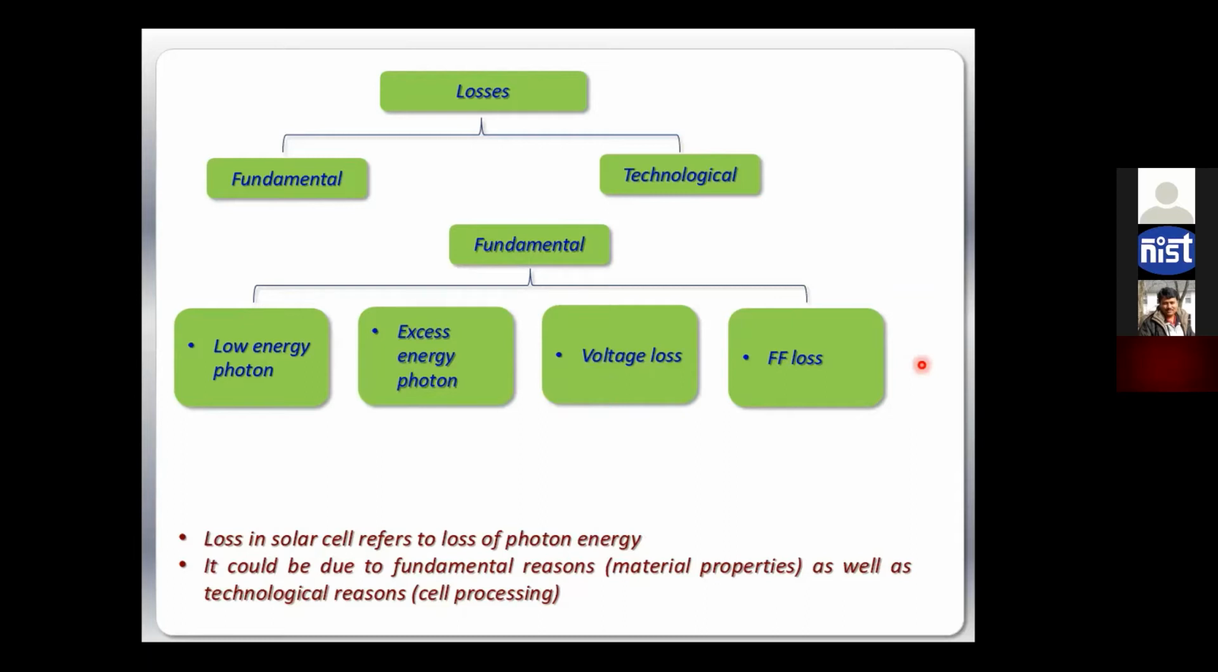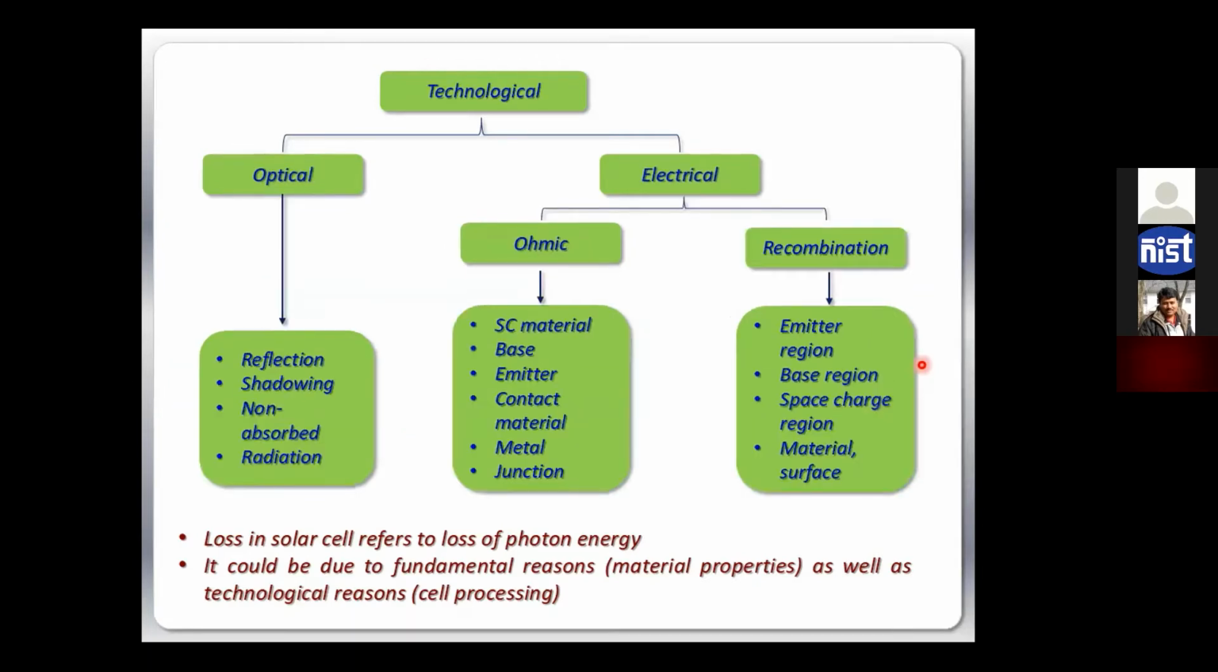Basically, let us understand the fundamental losses, because ultimately that is directly correlated with the material. We need to understand what those losses are, and by changing the material structure, crystal structure, or some other intrinsic properties, can we minimize them or not? The four primary fundamental losses are low energy photon loss, excess energy photon loss, voltage loss, and fill factor loss. I will come to them one by one. And the technological losses, as I said, come from the technology part.